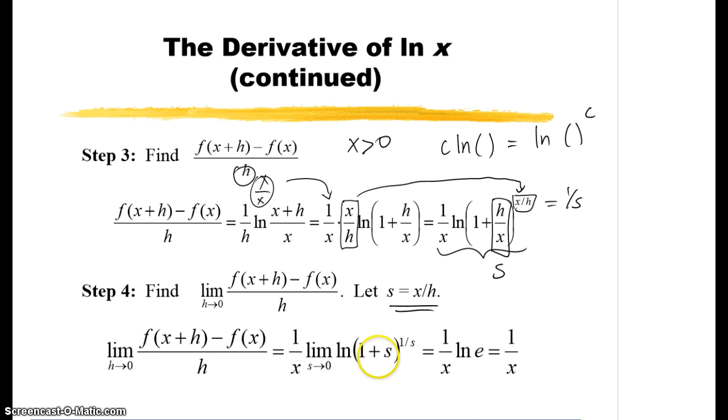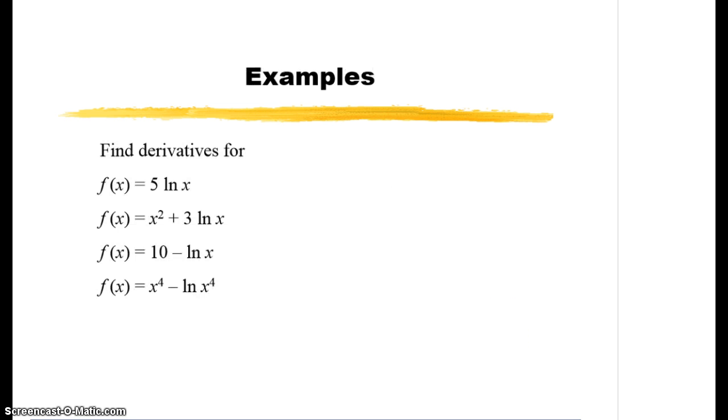Remember, this limit is how we define e. So this gives us 1, ln of e is 1. 1 over x is the derivative of ln of x. Okay, so the derivative of ln of x is 1 over x. Remembering that, let's do these examples here.